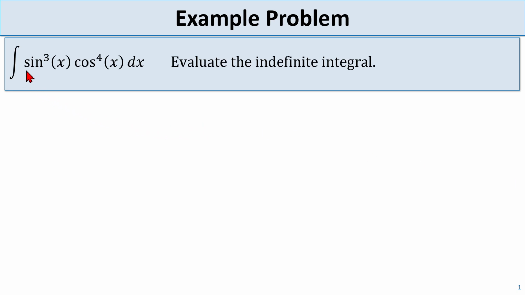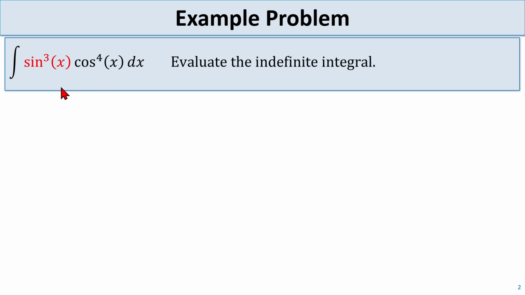In this problem, we're asked to evaluate the integral of sine cubed of x times cosine to the power 4 of x. And this is an integral that we're going to be able to compute by using the method of substitution. In fact, anytime you have an integral of this form where one of the powers is odd, or both of the powers are odd, then you'll be able to use this method.